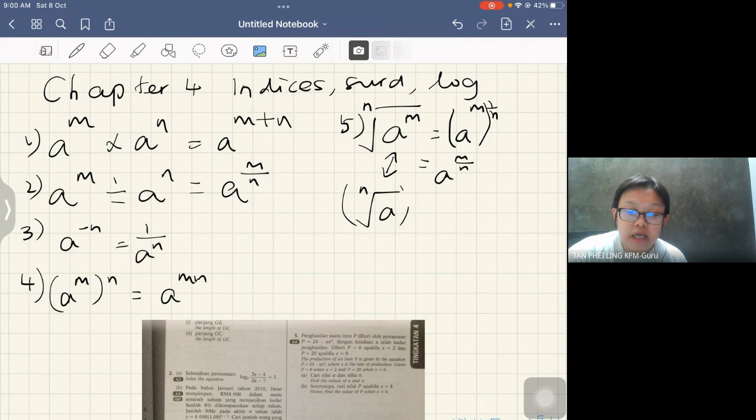Okay, then the square root itself will become the power 1 over n. So if you have power m, then you have to power m. So you simplify it, it becomes a^(m over n). Is that okay?